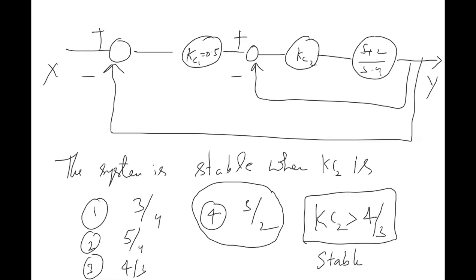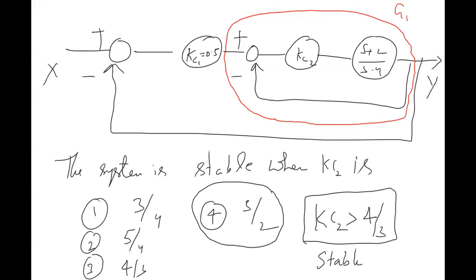Kc equal to 4 by 3 is on the verge of stability. So first thing, if you replace this entire loop with, let's say, one characteristic equation, then let's say the transfer function for this one is G1. Then what is the characteristic equation? For the standard loop, what is the characteristic equation? 1 plus 0.5 into G1 is equal to 0. But what is G1?